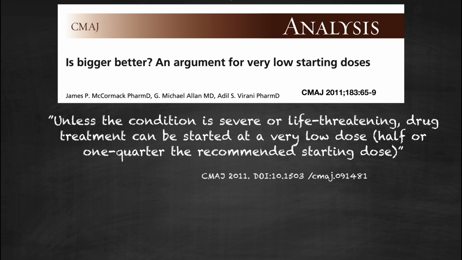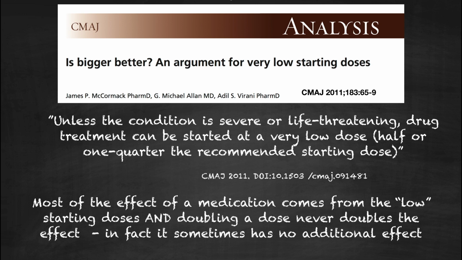As I said, we published an article on this a number of years ago, and our bottom line was, unless the condition is severe or life-threatening, drug treatment can be started at a very low dose. And by that, we're not talking about go low, go slow. We're talking about taking a half or 1/4 of the recommended starting dose, and in general, maybe even taking a half or 1/4 of the lowest available dose and using that to start for conditions that are not life-threatening. Because much of the effect of a medication comes from that low starting dose, as I've tried to show you with the examples and the pharmacology behind the whole dose response curve.